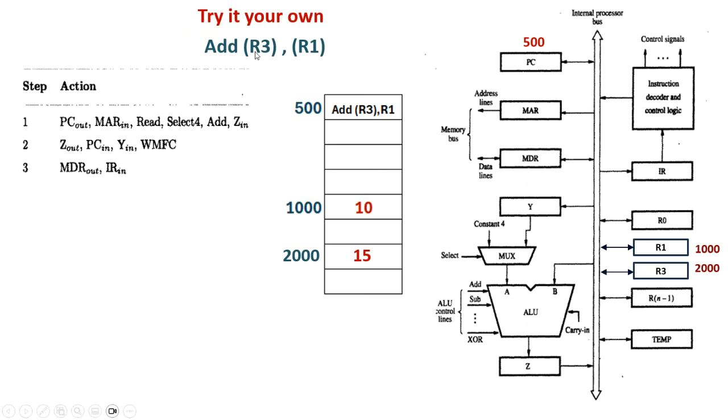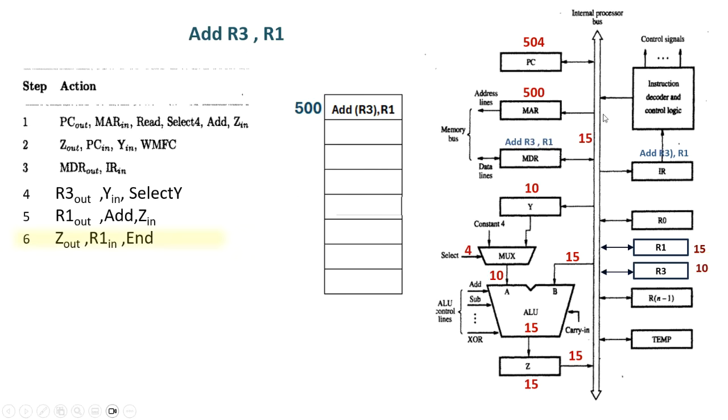Here, these two values are indirectly specified. It contains only an address, and that address contains the separate values. You can try to generate control signals for this instruction. I hope you understand how the instruction is executed using these control signals generated by the control unit. In these examples, we just saw the set of control signals used for executing normal instructions.